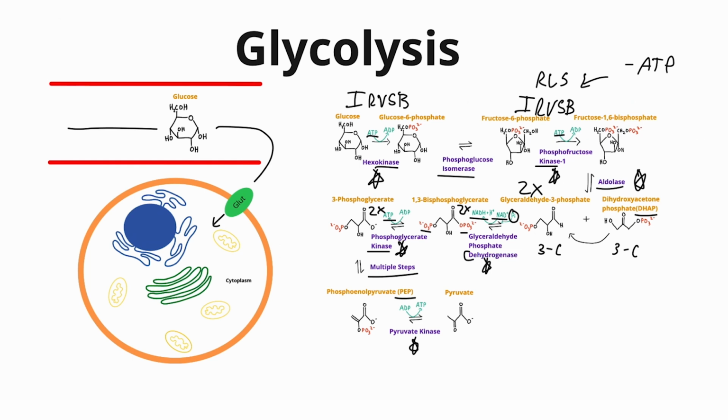After those steps, we have a molecule of PEP and it has 1 phosphate left on it, and we're going to take that phosphate and use it to turn a molecule of ADP into ATP.